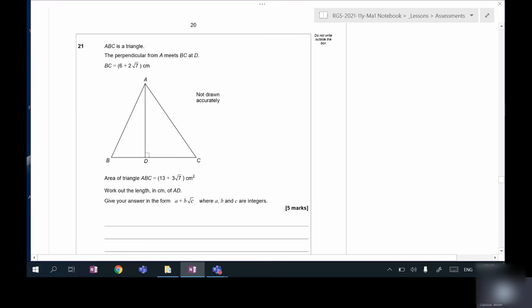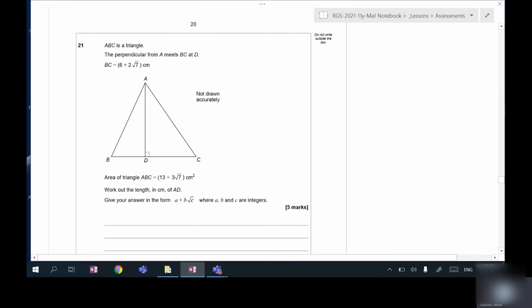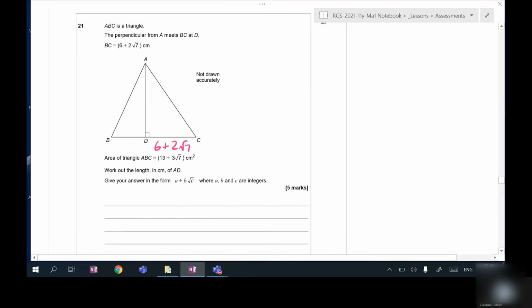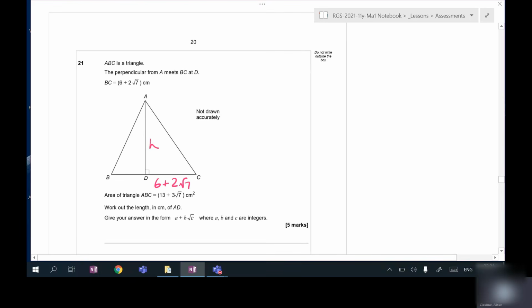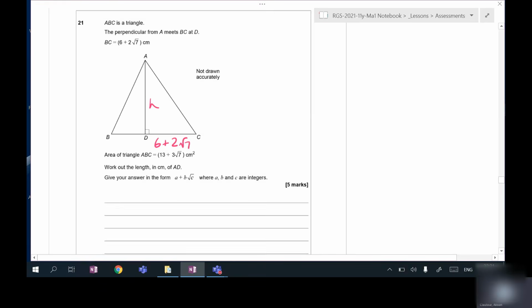ABC is a triangle, and the perpendicular from A meets BC at D. It gives you what BC is, gives you the area of the triangle, and we're trying to work out the length of AD. So I'm just going to put this information on the diagram. The whole of this here is 6 plus 2 root 7. The height is the thing that we're trying to work out.